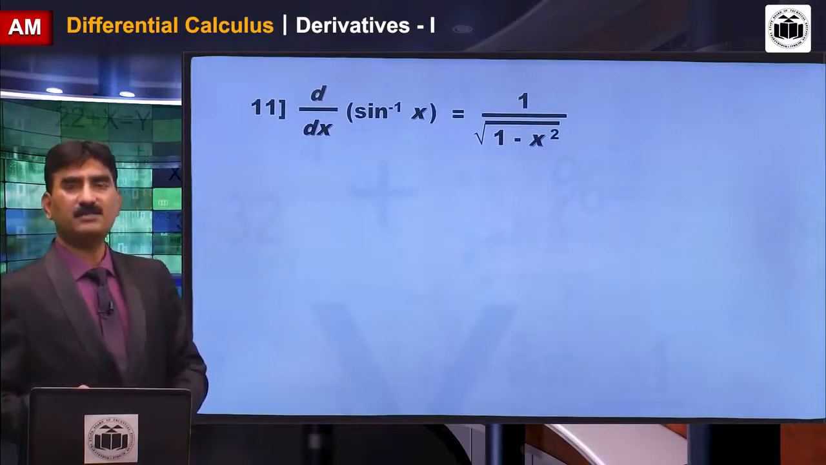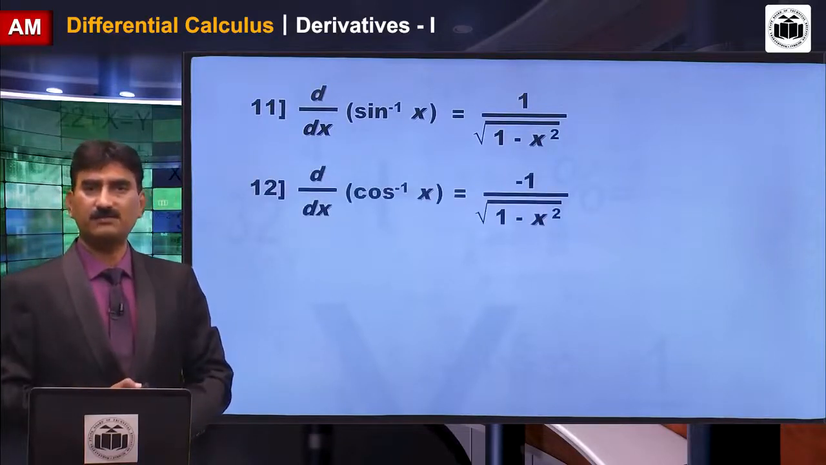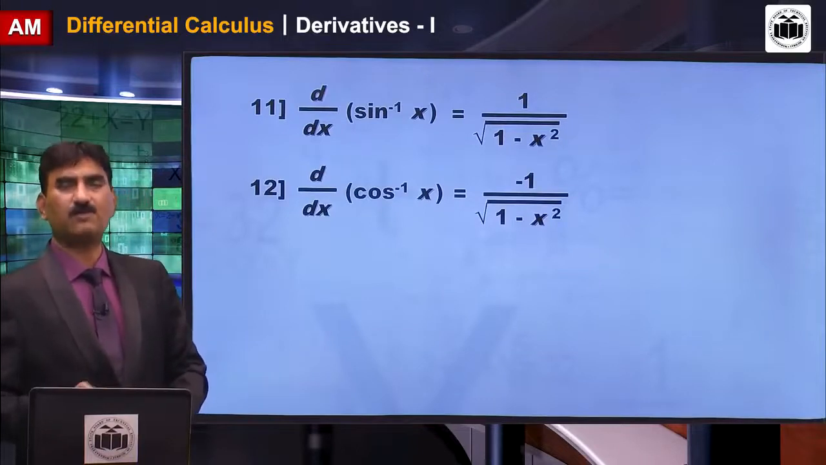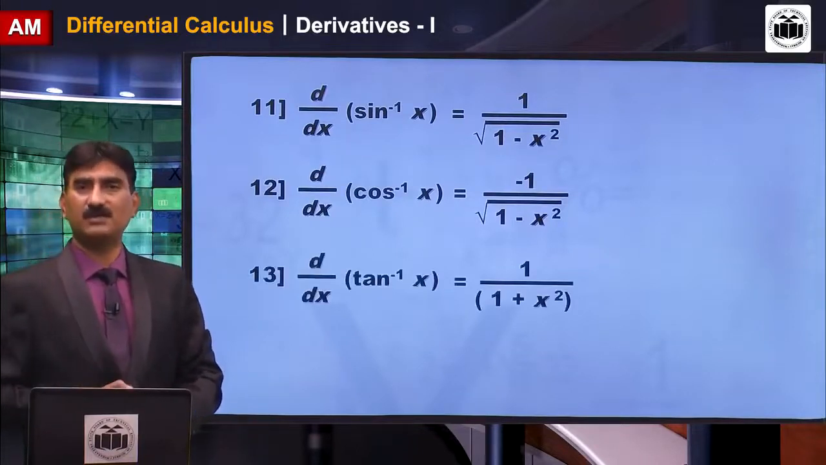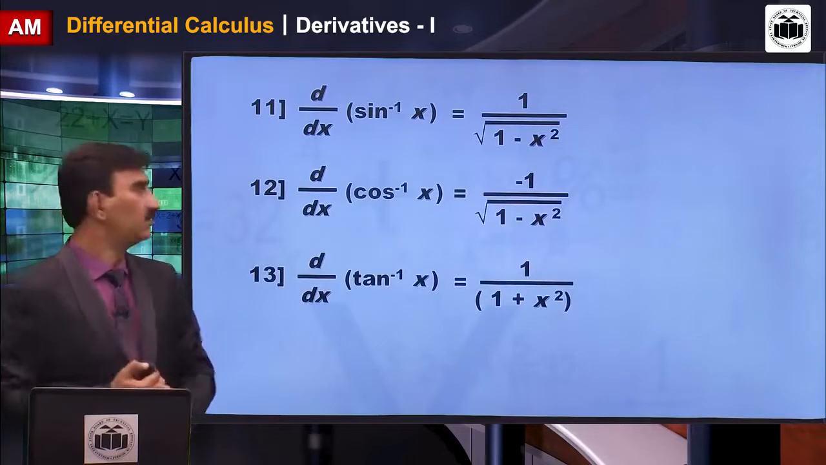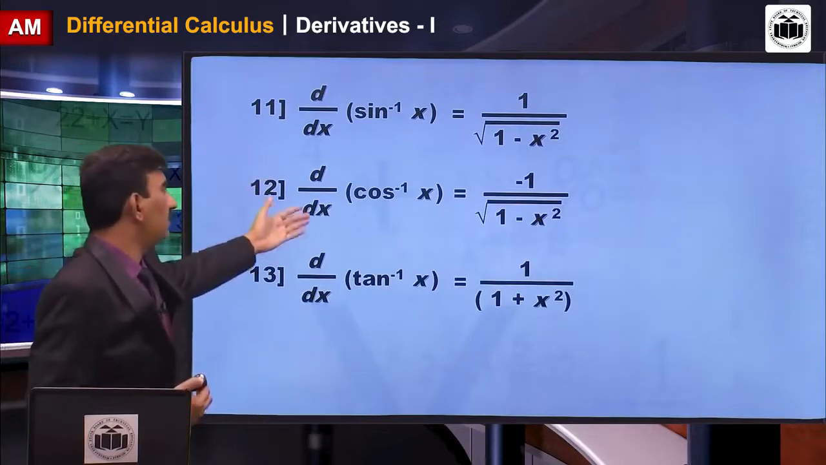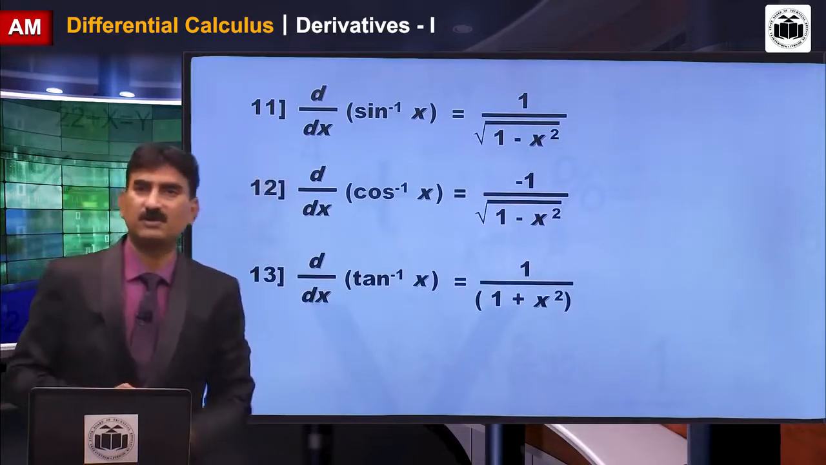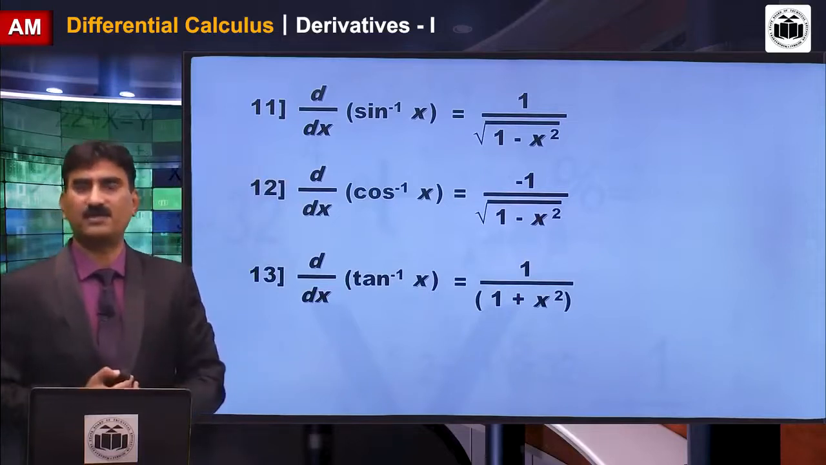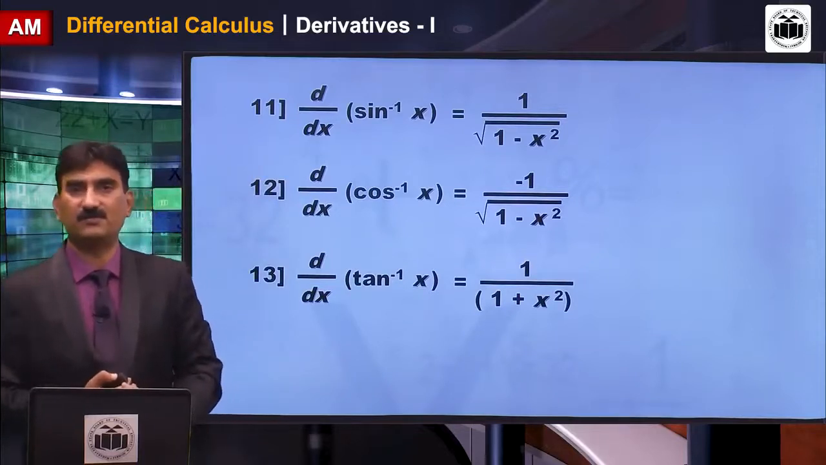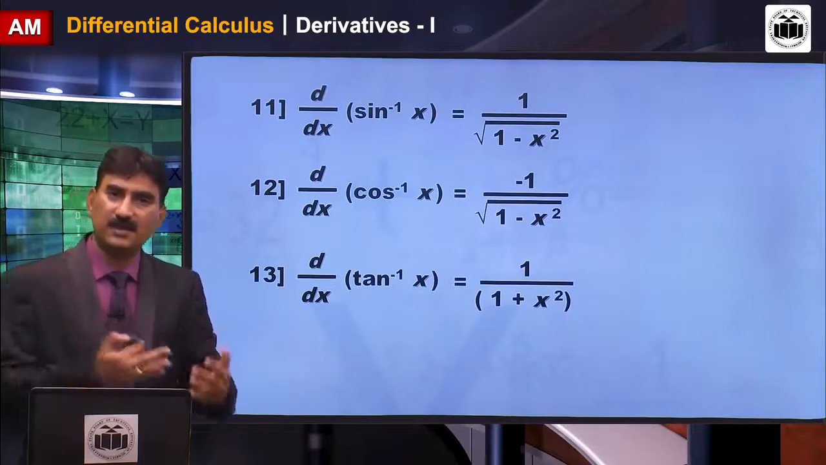Derivative of sin inverse x is equal to 1 upon root of 1 minus x square. Derivative of cos inverse x is minus 1 upon root of 1 minus x square. Now see what is the difference in the derivative of sin inverse x and cos inverse x. It's a very small difference, and that difference is of minus sign. So students, you take care here.